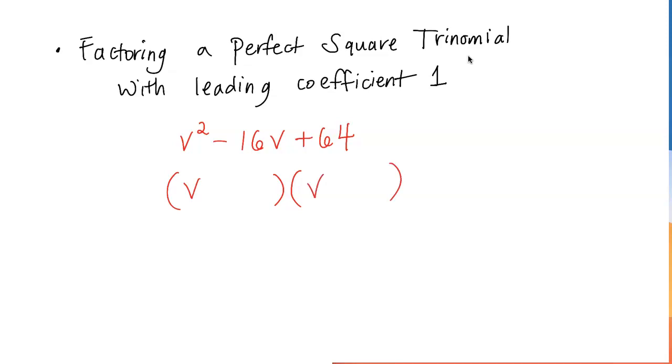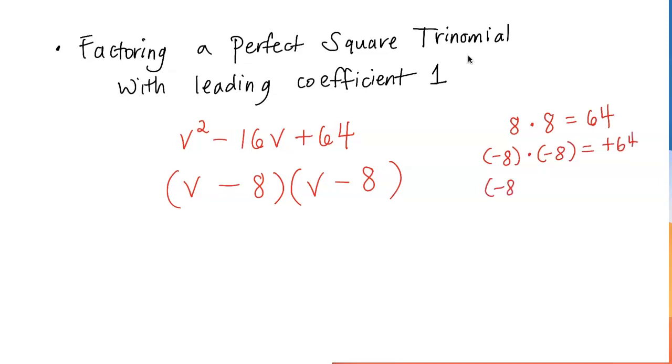What times what is 64? 8 times 8 is 64, isn't it? So I want to put 8 and 8. But I want them to add up to negative 16 in the middle. I need them both to be negative, because negative 8 times negative 8 is positive 64, right? And negative 8 plus negative 8 is negative 16.